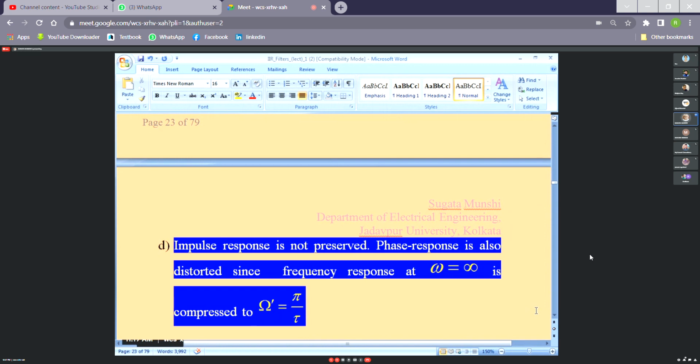So that completes our theory for designing of IIR filters. So now the only thing left is considering certain problems, numerical problems.